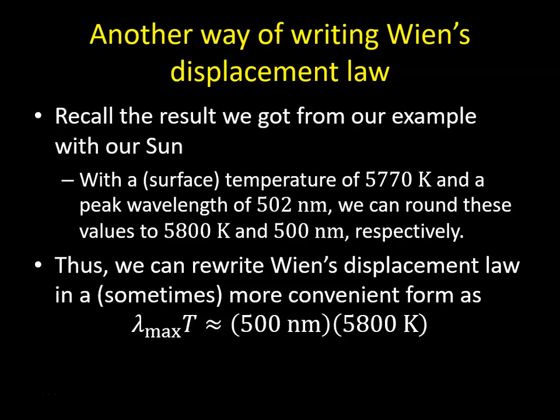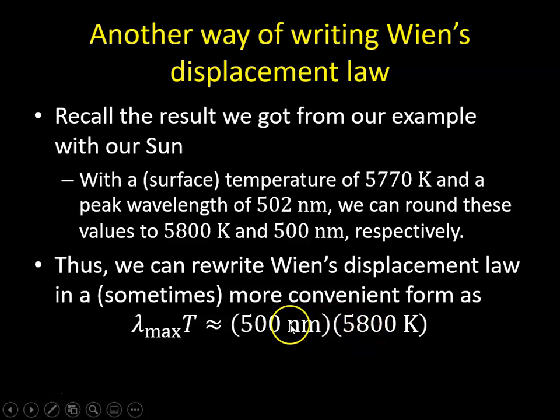Now, another cute little way of writing Wien's displacement law is recalling what we got when we plugged the surface temperature of our sun in and got a peak wavelength of 502 nanometers. Well, 5,777 kelvins, which I think is what we actually plugged in, or maybe we did plug in 5,770, but that is pretty close to 5,800 kelvins, and 502 nanometers is pretty close to 500 nanometers. So how about we just round those and keep those in and say, okay, well, we say that lambda max times the temperature is equal to 500 nanometers times 5,800 kelvins.